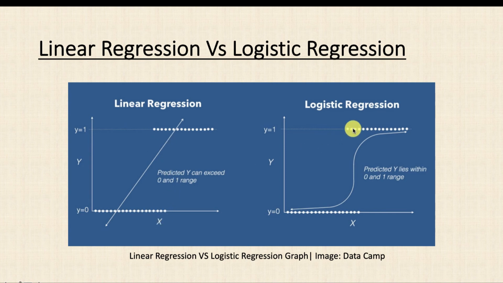The same problem we can solve with the use of logistic regression like this. This is a sigmoid function, right? You can see there is an S kind of structure, so it can accommodate a maximum number of data points. Our predicted value y lies within the 0 and 1 range. Okay, so this is the basic difference between linear regression and logistic regression. Those problems which cannot be solved with linear regression can be solved with the use of logistic regression.